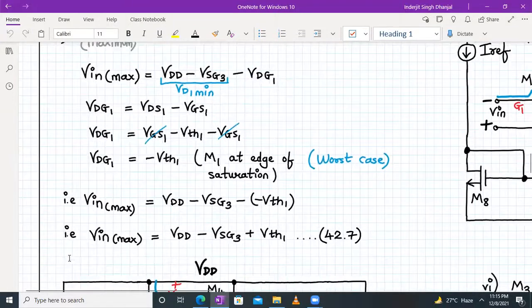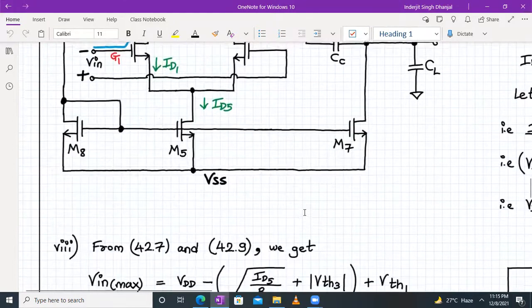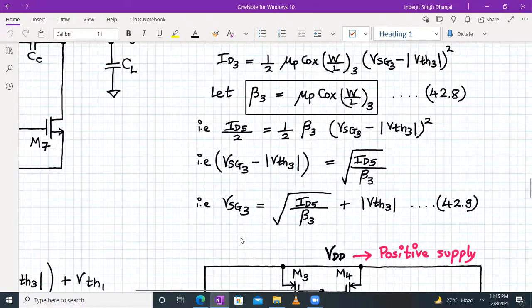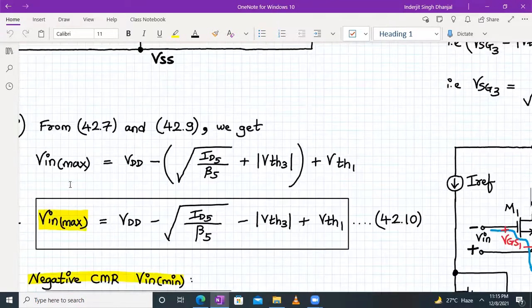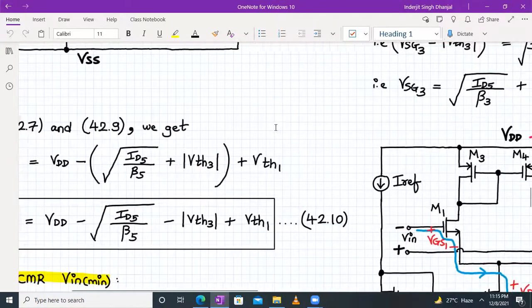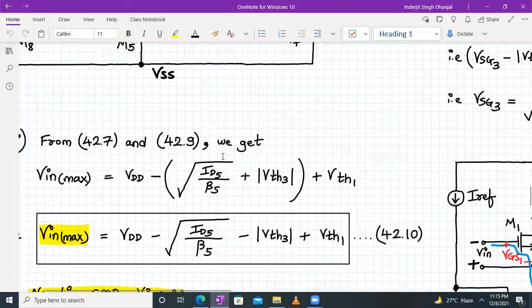So basically your Vin max is VDD minus VSG3. So we have to calculate the VSG3 now. We have the VSG3 value, we got it from here, right? So this value we substitute in the Vin max equation. So Vin max will be VDD minus, we substitute the value of VSG3 which we calculated, and its value is square root of ID5 divided by beta 5 plus mod of VTH3 plus VTH1.